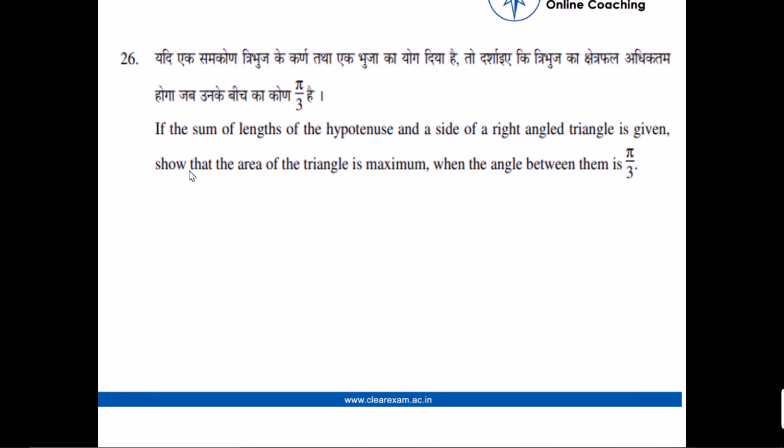So the 26th question is: if the sum of the lengths of the hypotenuse and a side of a right-angled triangle is given, show that the area of the triangle is maximum when the angle between them is pi by 3. So we have to show that the area of the triangle is maximum when the angle between them is pi by 3. So let's jump into the answer.